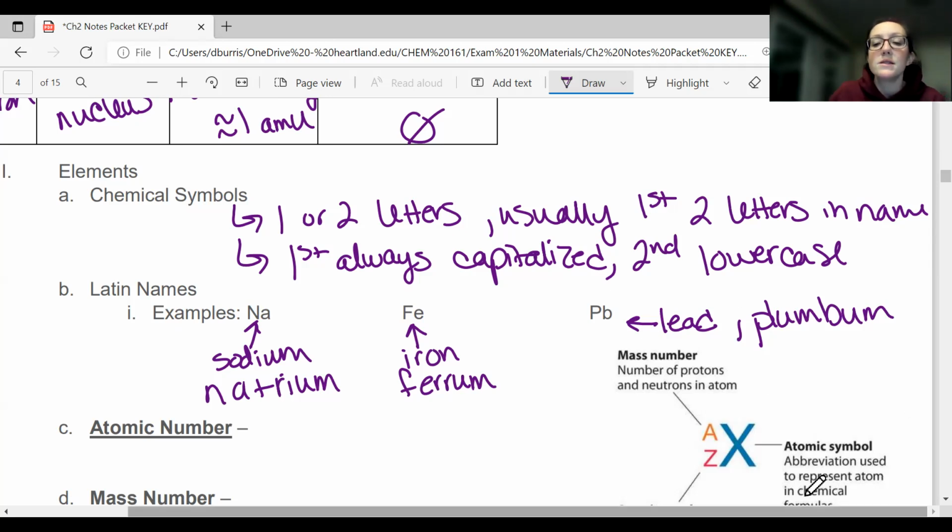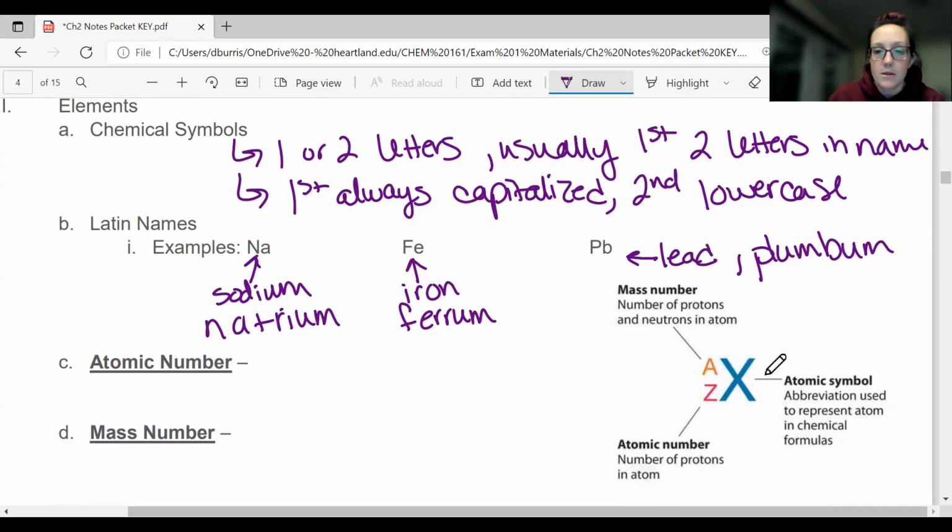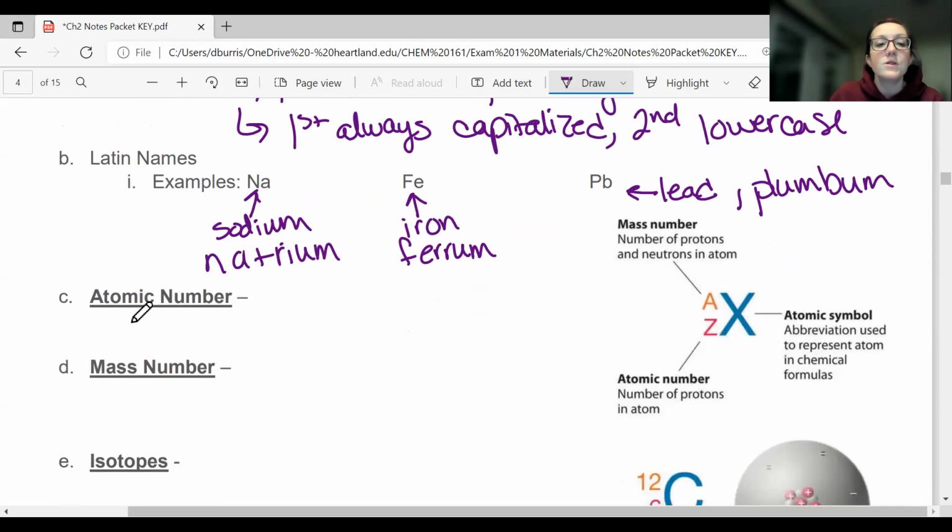All right, so we know the symbol. This is the atomic symbol. You write it large. And then we actually have some other pieces of the chemical symbol you need to be able to write. And those are the atomic number and the mass number. So when I say to write a chemical symbol, you need to have the letters. And then if you know the mass number, it should go in the top left. And if you know the atomic number, it should go in the bottom left.